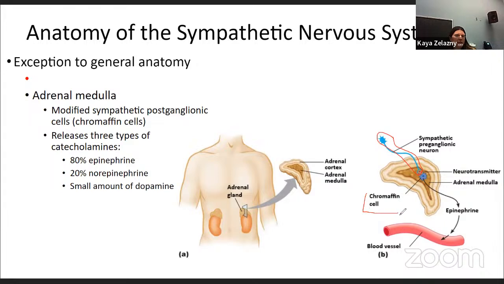Okay, so the chromaffin cell is basically a modified postganglionic cell, but it doesn't really have an axon. It's a little different in shape. So these cells are going to release epinephrine and norepinephrine, which are the neurotransmitters or hormones that we expect to see as part of our sympathetic nervous system. So here's the epinephrine coming up here.